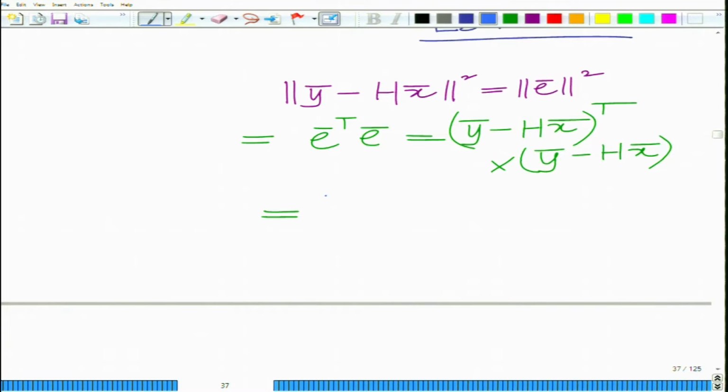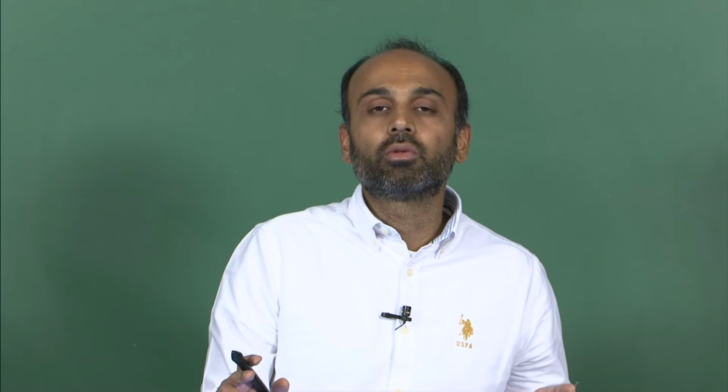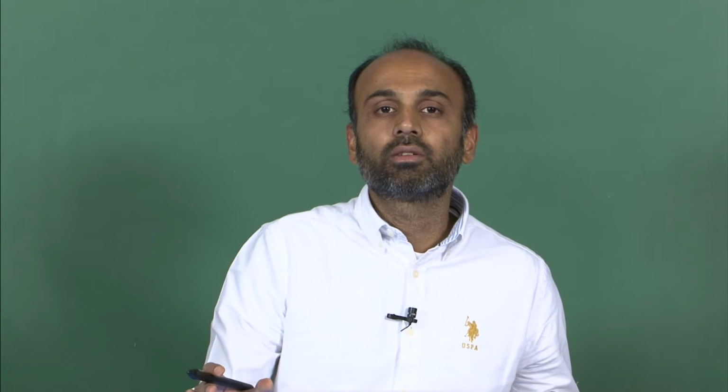which is equal to y bar transpose minus x bar transpose h transpose into y bar minus h x bar, which is equal to, now multiply this out, y bar transpose y bar minus x bar transpose h transpose y bar minus y bar transpose h x bar plus x bar transpose h transpose h x bar. These two cross terms are the transpose of each other. Remember, a real number which is transpose of itself is equal to itself. So, these two quantities are real numbers, simply scalar quantities, and they are transpose of each other, and therefore they are equal.